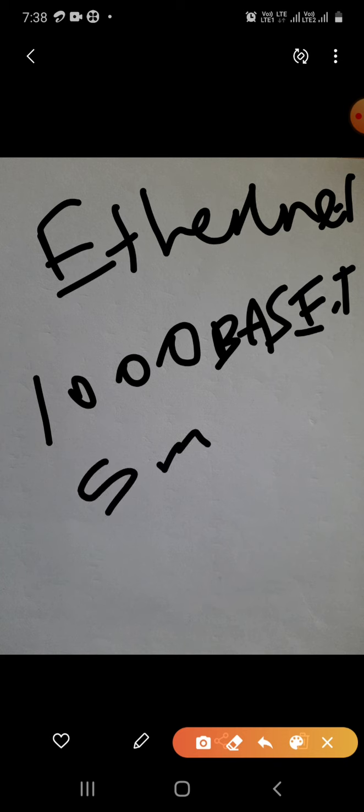Similarly, 1000BASE-T gigabit Ethernet uses 5-level PAM, that is PAM-5 modulation.